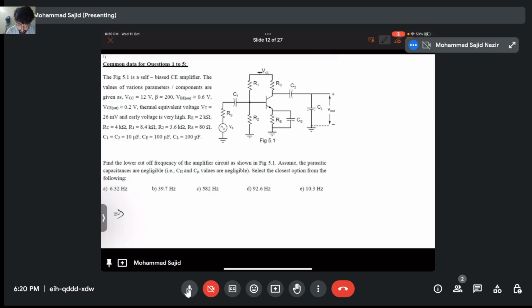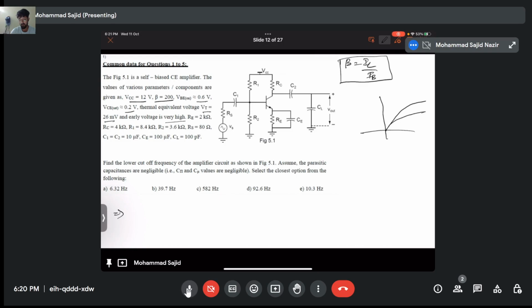Common emitter based amplifier. VCC is 12 volt. Beta is IC by IB. I hope you have read about BJTs, so you can note down these definitions. Beta is IC by IB. VBE on is given as 0.6 volt. VCE saturation is 0.2. And thermal voltage, that is very well known, is 26 millivolt. And early voltage is very high. You must know the definition of early voltage. This is your transistor characteristics.